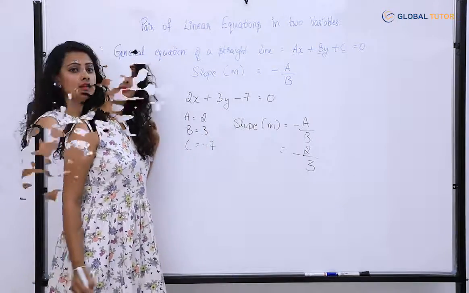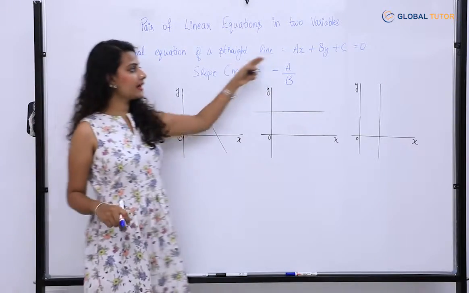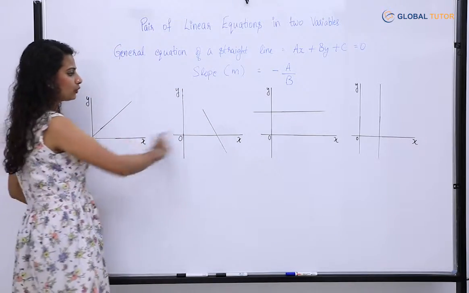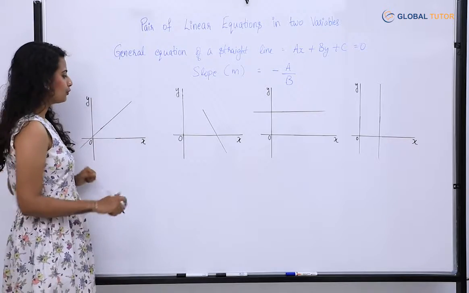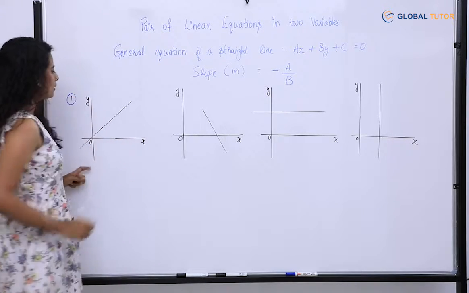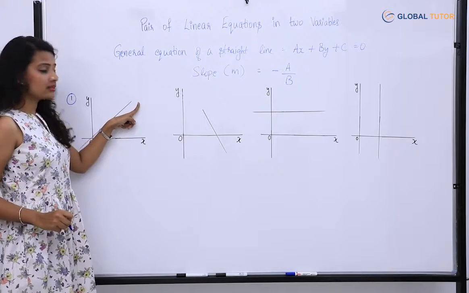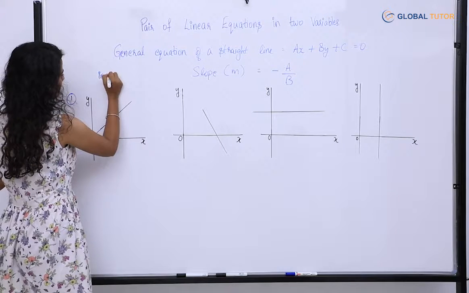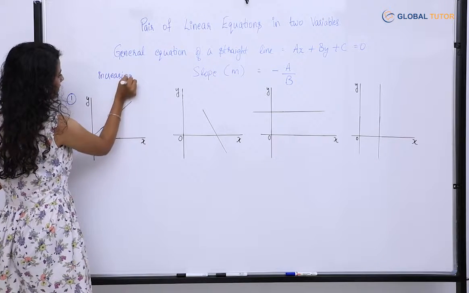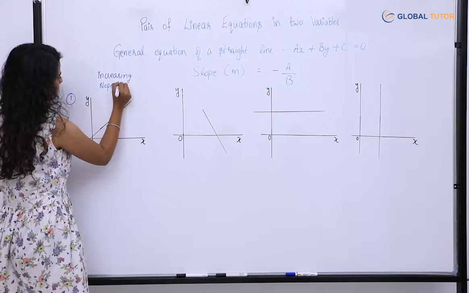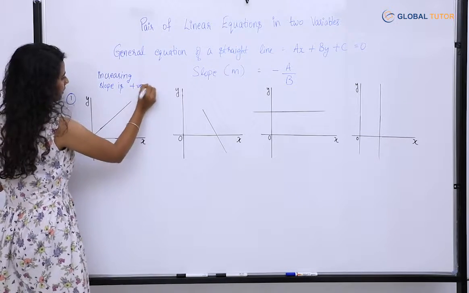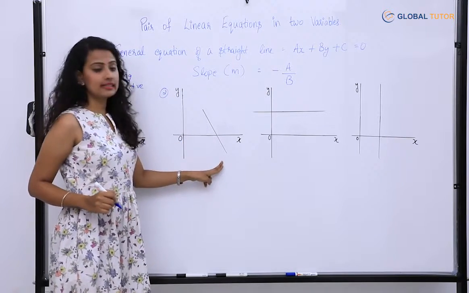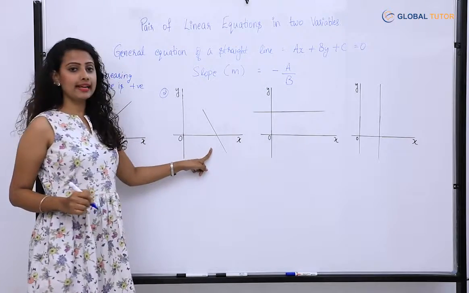So whenever we plot this kind of a straight line with this type of equation, we get graph either of these forms. So this is the first one where the line is increasing. So this is a positive slope. Increasing line, so the slope is positive. Here if you observe in the second one, the line is decreasing, which means this is a negative slope.